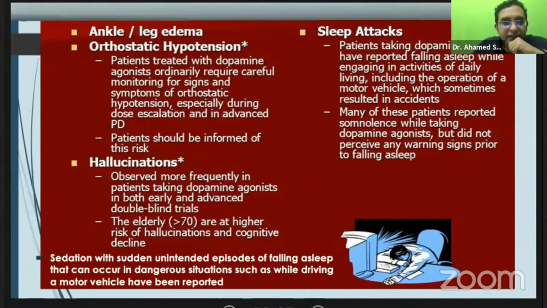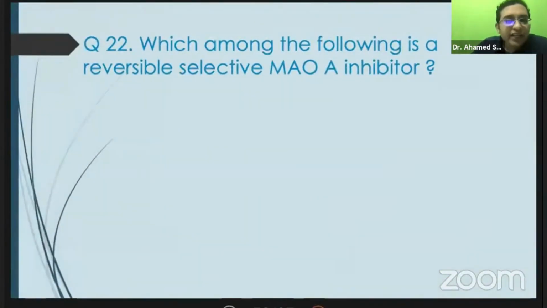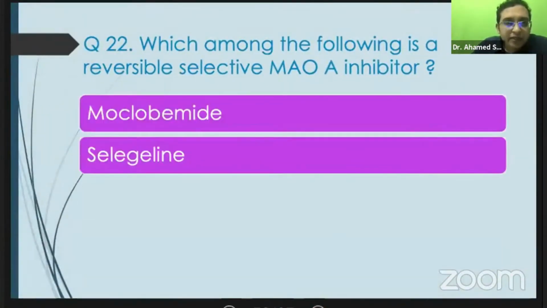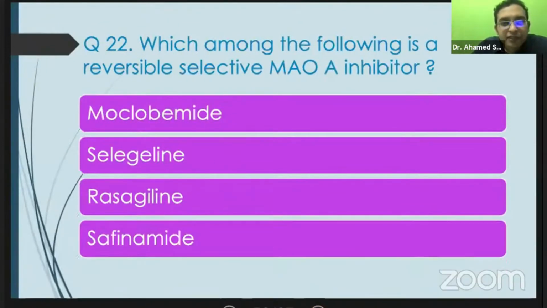So which among the following is a reversible MAO-A inhibitor? I'm just checking your attention and how you read the question properly. Are you reading the question properly? So try to answer this question. I know you would be expecting this question on safinamide because it is the latest drug. I know that, but I wanted to tell you that safinamide is the latest drug, on which most studies are there.